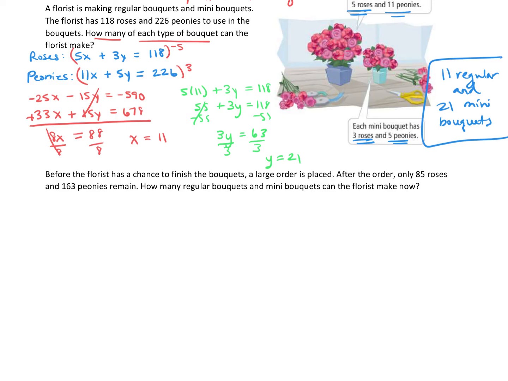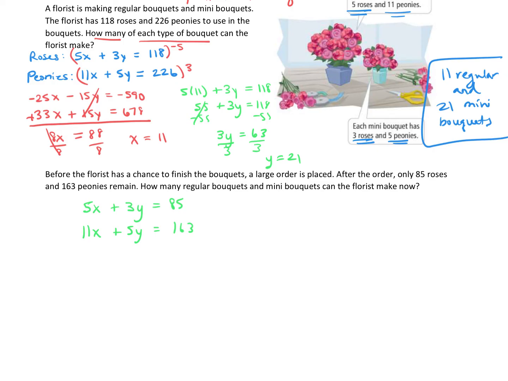So the bouquets still require the same amount of roses and peonies. It's just the total number that we have to use of each type of flower will change. So I'm going to rewrite the equation. 5x plus 3y, but instead of equaling 118, now there are 85 roses. And then we have our second equation for the peonies, 11x plus 5y, and we have 163 peonies.